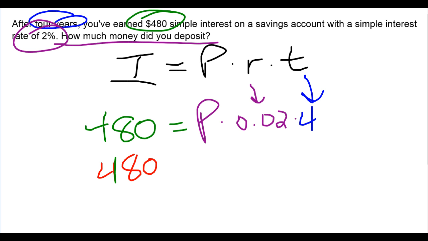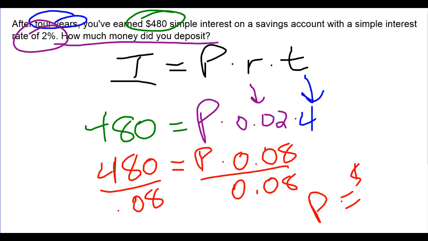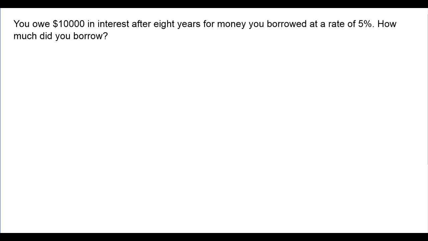This is 480 equal to P times 0.08, because that's 0.02 times 4. Divide by 0.08, being sure to show the work that balances the equation. And we end up with the principal is the same as 480 divided by 0.08. Doing out that calculation gives us $6,000. So we initially deposited $6,000. So here's our next problem. Go ahead, pause the video, see what you can do. Come back when you are ready to go through the answer.